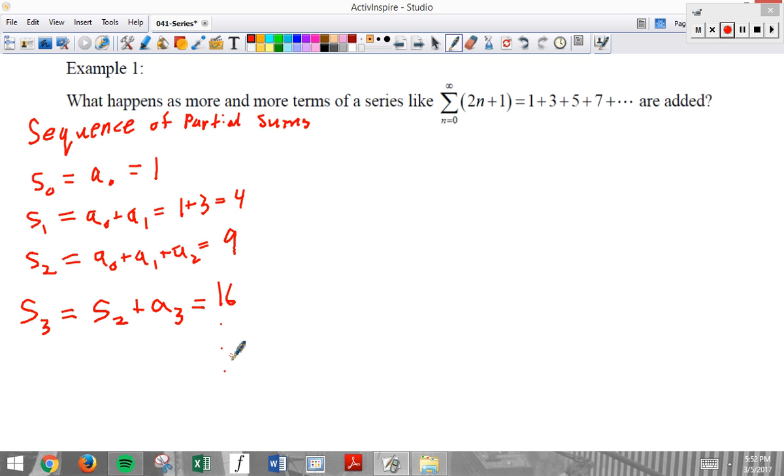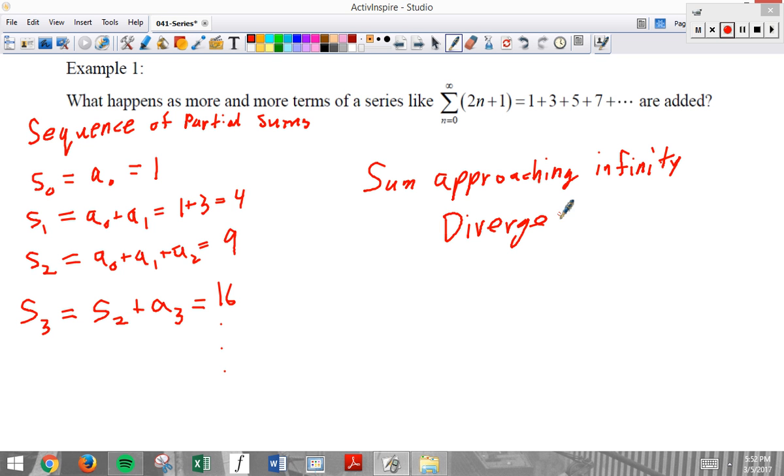Here we're going to get into trouble. We're getting a sum approaching infinity, which we also say diverges. I'm adding $1 plus $3 plus $5. My money is growing and growing and growing without stopping. We'll call it diverges. When this happens, we call the series divergent.